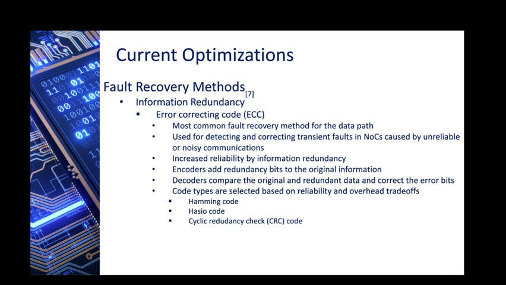Encoders add redundancy bits to the original information. Decoders compare the original and redundant data and correct the error bits if necessary. Code types are selected based on reliability and overhead trade-offs. Example code types include Hamming code, Hsiao code, and cyclic redundancy check code.